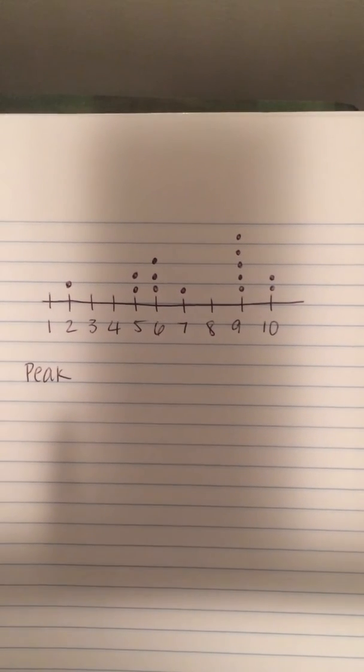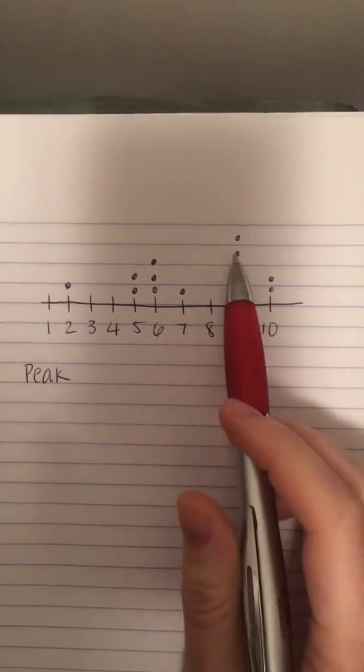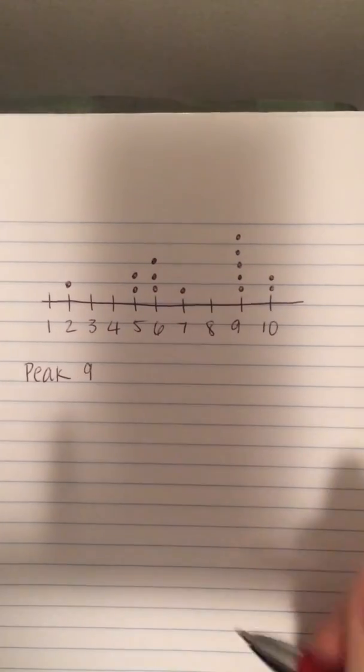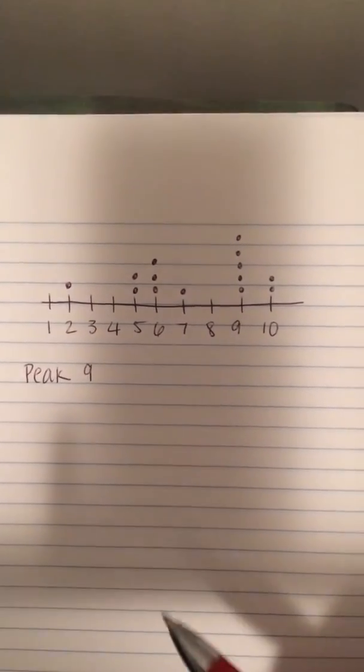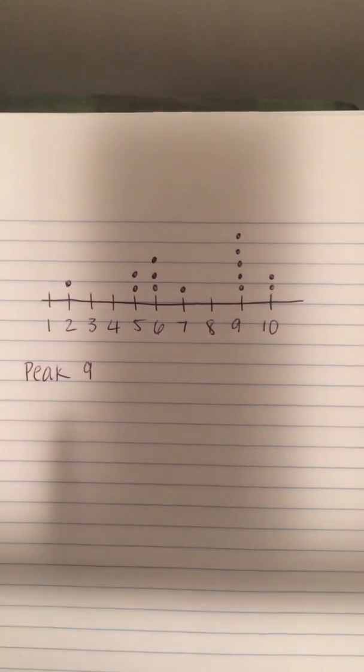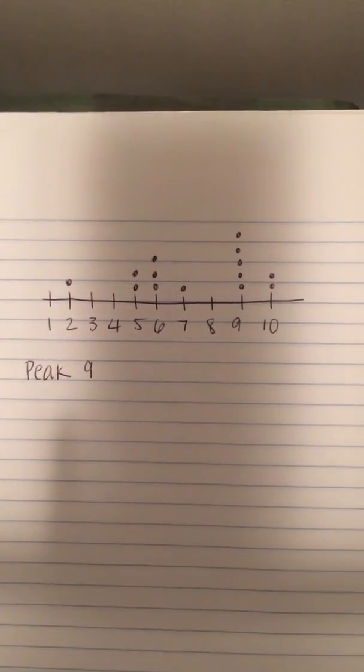So peak is the highest point in the data. It's the number that has the most data points in it. So if I'm looking at my data here, 9 has the most dots, so 9 would be the peak. It is possible to have more than one peak, so like if 6 had a couple more dots here, it could also be a peak if 9 and 6 had the same amount of data points.